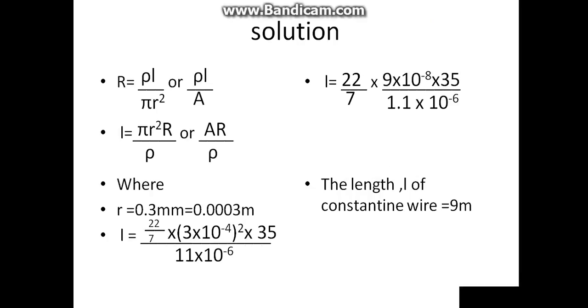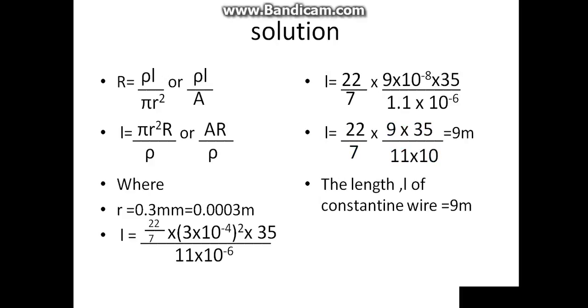1 times 10 raised to power minus 6. L is equal to 22 over 7 times 9 times 35 all over 11 times 10, which is equal to 9 meters. The length L of the concentric wire is equal to 9 meters.